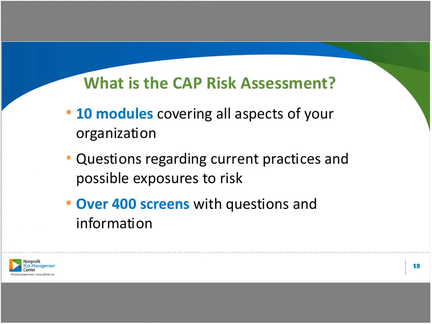So as Jarl said at the beginning, the risk assessment is very long. It's 10 modules. It covers several different areas of the organization's everyday operations, as well as governance and HR. It covers a lot. So the questions throughout regard current practices, different exposures to risk. They ask about what you're doing already and what you aren't doing. And there are actually over 400 screens in this assessment, so it can take quite some time to get through.